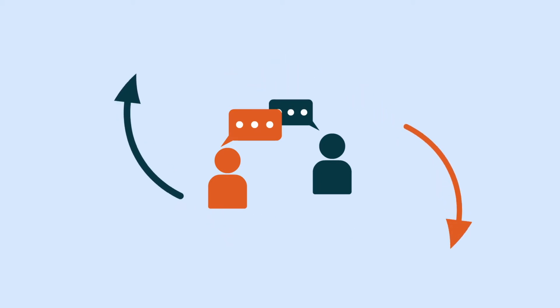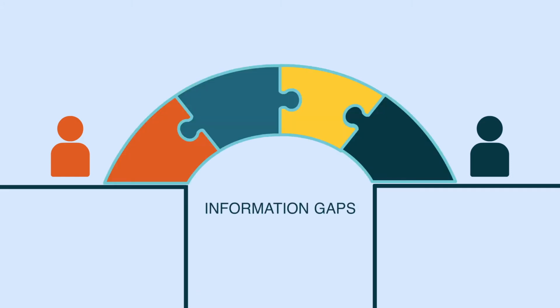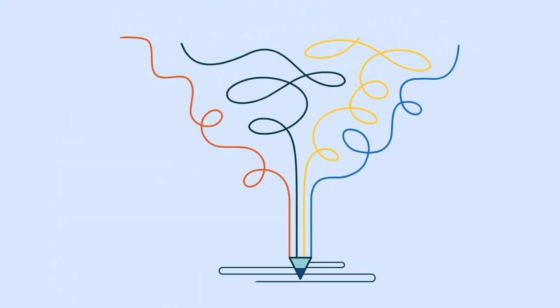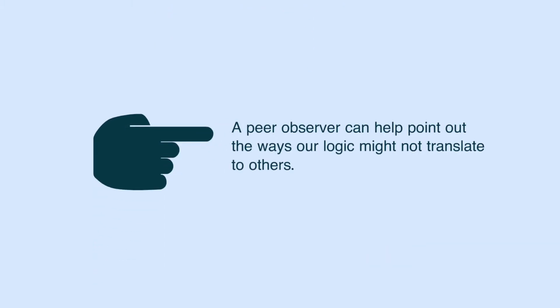A colleague's perspective can help us recognize gaps in information that we may have taken for granted, or help illuminate unrecognized strengths in our teaching. Like an article or chapter you've written and revised many times, it's easy for us to hear our own explanations so clearly. A peer observer can help point out the ways our logic might not translate to others.